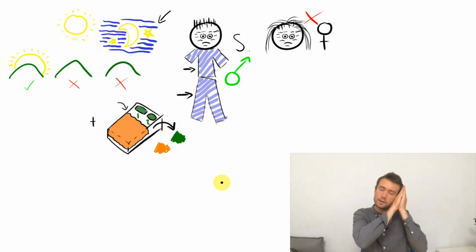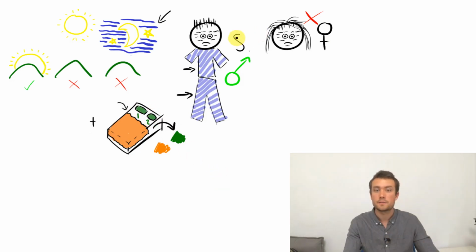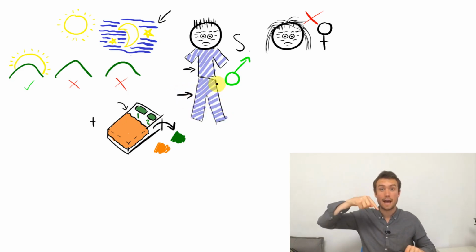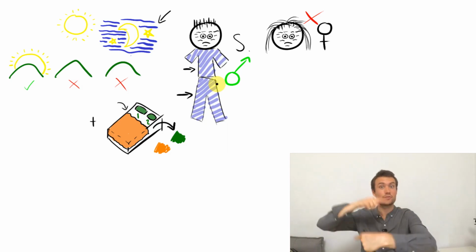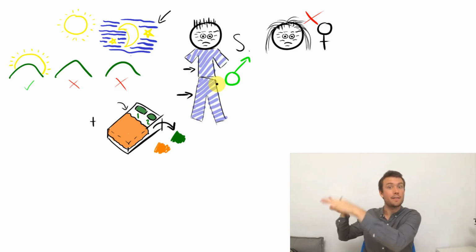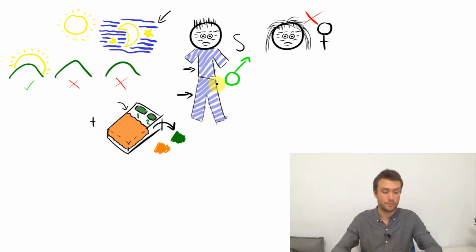Because he was sleeping, Mr. Smith is wearing his pajamas. His pajama top and his pajama pants. And now he wants to change into his other clothes.